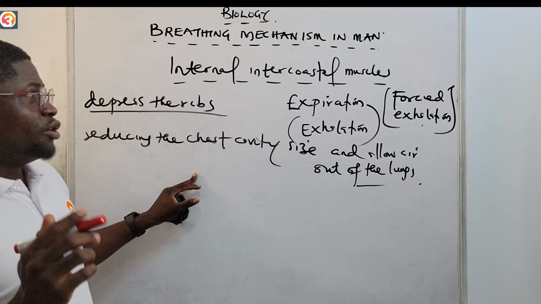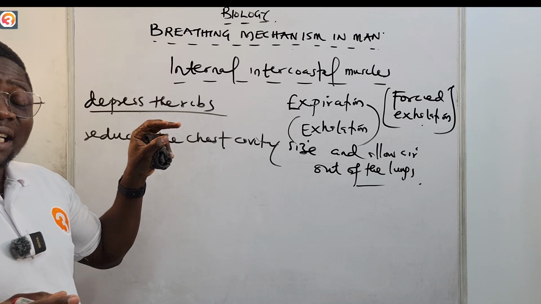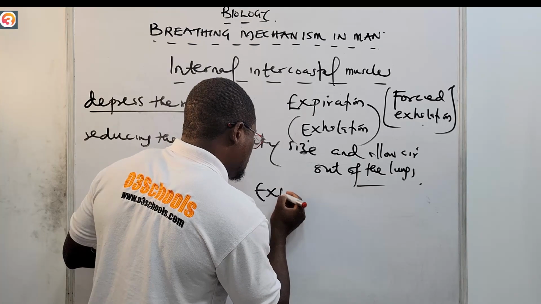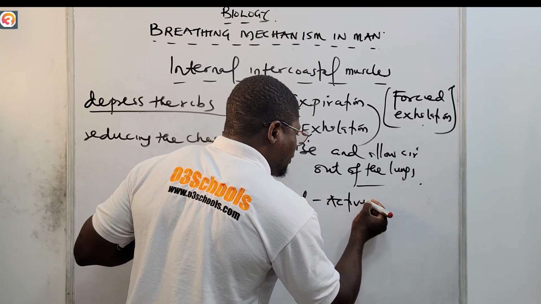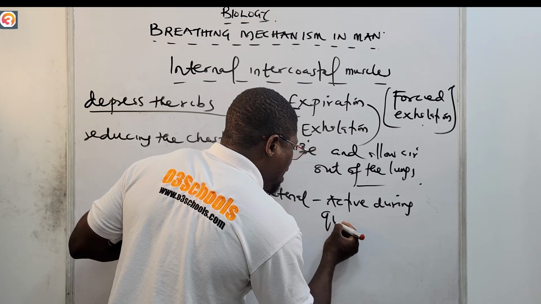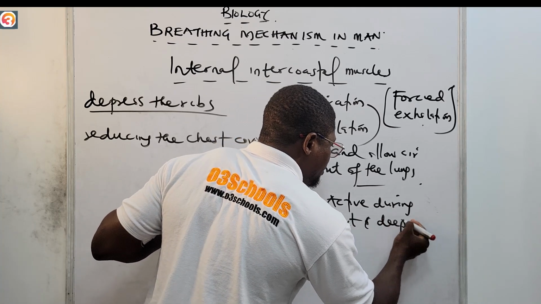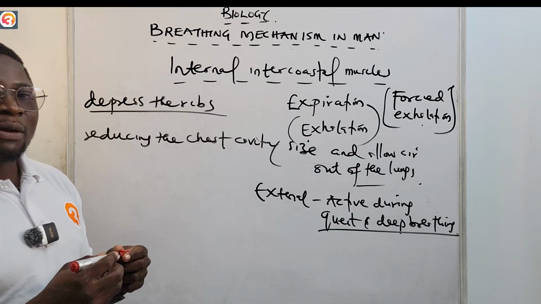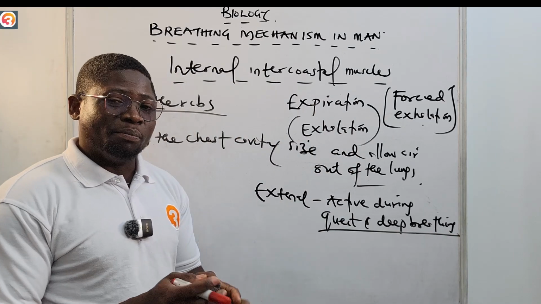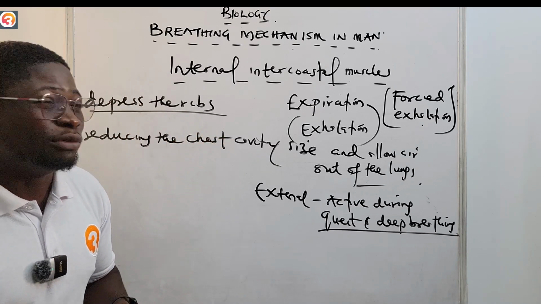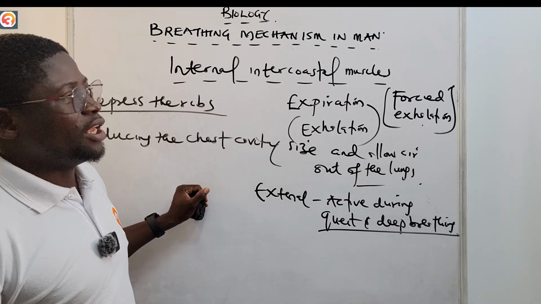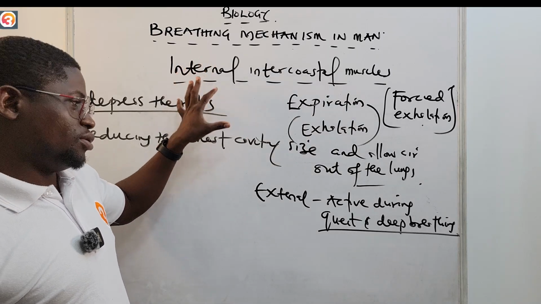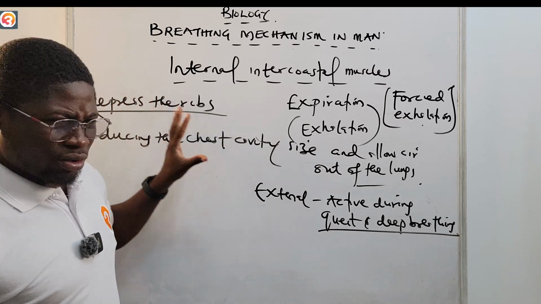Now, something I didn't tell you for the external intercostal muscles is that they are very useful during quiet breathing. The external intercostal muscles are active during quiet and deep breathing, but the internal intercostal muscles are active during forced breathing, or forced exhalation. So take note of the difference between the internal intercostal muscles and the external intercostal muscles.